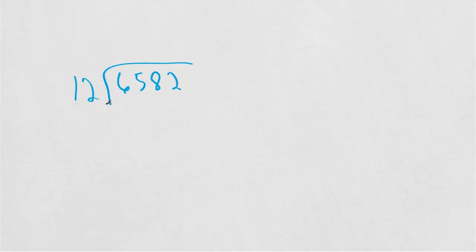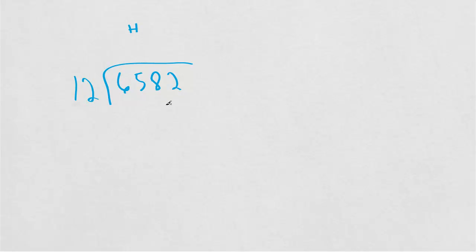And what that means is we couldn't possibly give these 12 people 1,000 items, because 12 times 1,000 would be 12,000, and that's much more than 6,582. So the thousands column, that's gone. We can't do anything there. So we have to look at the hundreds column. How many times does 12 go into 65?